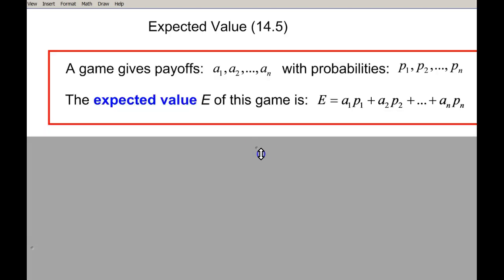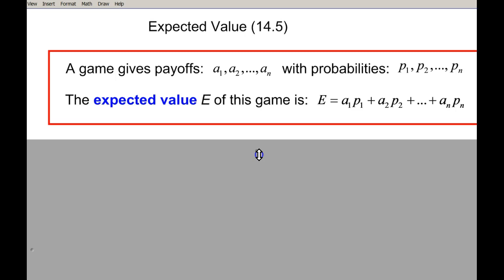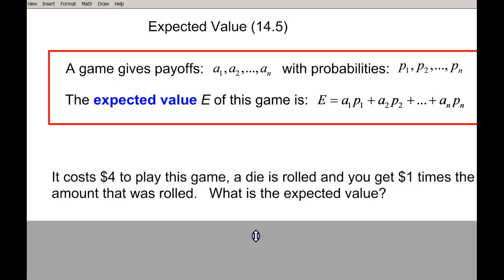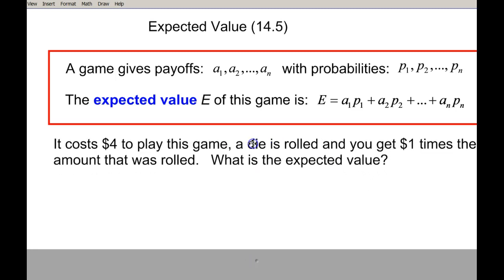This lesson is on expected value. Here's the formula for expected value. And so we use some notation here where A is the payout or payoff and P is the probability. Let's look at an example here, and I think it'll help us set up a problem and solve it.